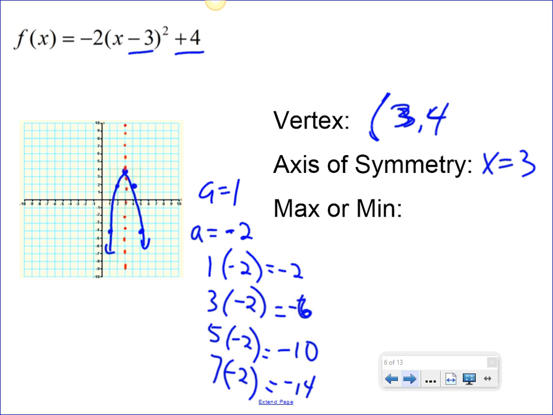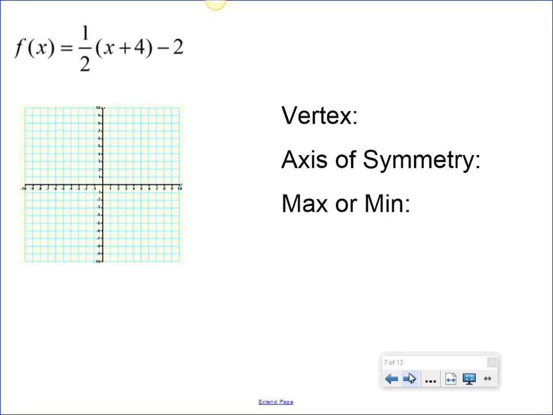Okay, so what's my min or max? In this case, it's a maximum. What's the maximum? It's 4 when x equals 3. Okay, so hopefully that one made sense to us. Let's look at one more.